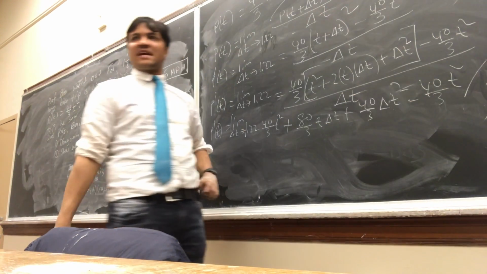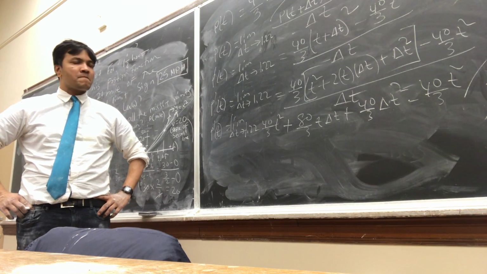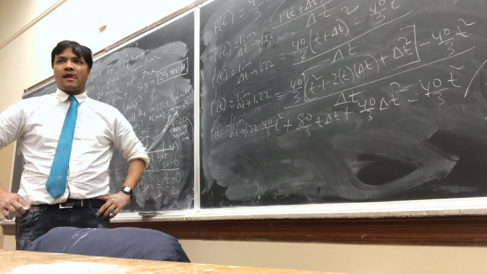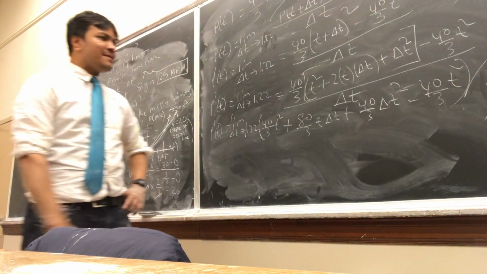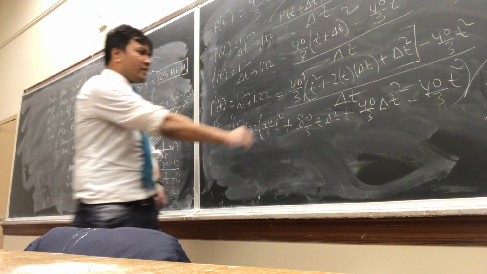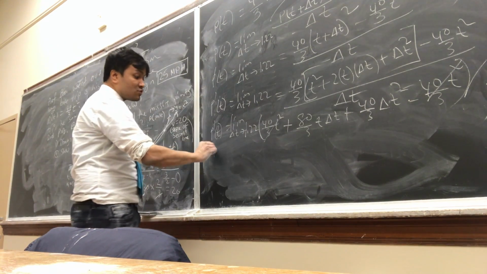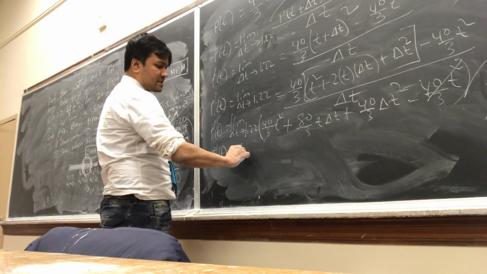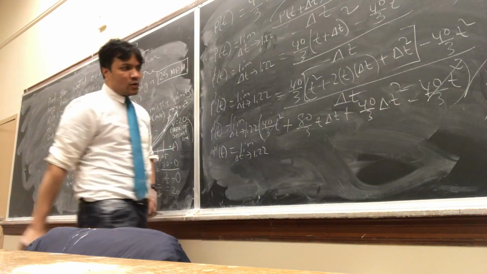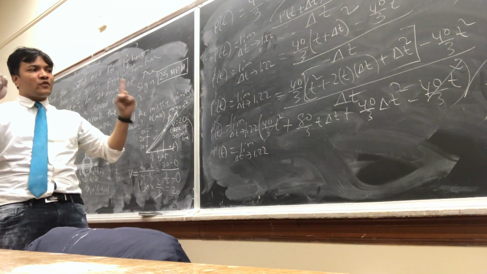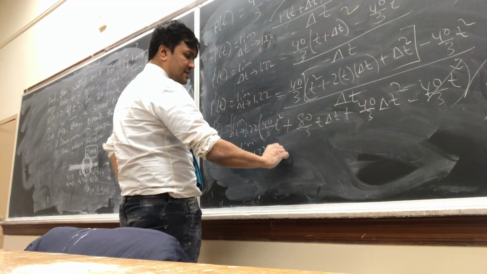I am saving my space, so I put it like that. Can you put the bracket to say that it's everything over there? Yeah, sure. Now something cancels: 40 over 3 t squared and 40 over 3 t squared cancel. That makes us happy. Limit as delta t goes to 0. What is the common factor? Not t, delta t. Delta t is the common factor.